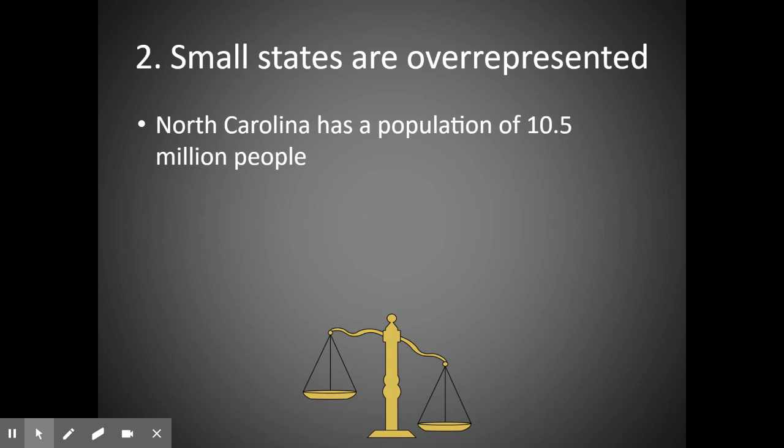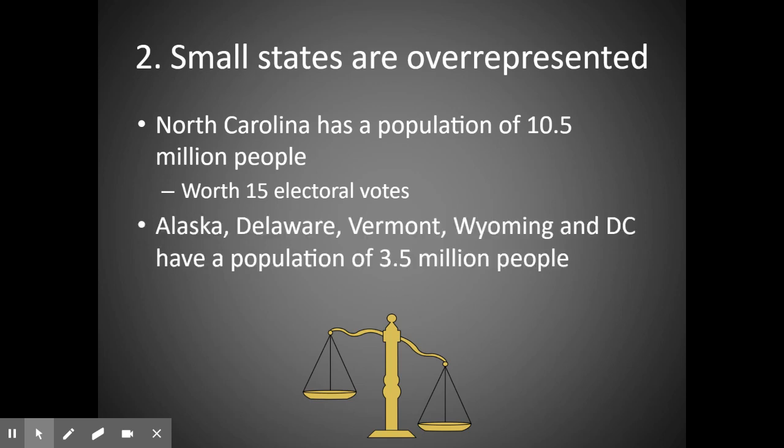Look, North Carolina has a population of 10.5 million people. As a result, they have 15 electoral votes. Alaska, Delaware, Vermont, Wyoming, and DC, if you add them all up, have 3.5 million people living in those states, considerably less than North Carolina. Yet collectively, they have the same voting power as North Carolina, 3.5 million versus 10.5 million, and the same electoral value. Again, they're overrepresented because they get the automatic 2 senators that everybody gets as part of their Electoral College number, and everybody has 2 senators regardless of the size of your state.